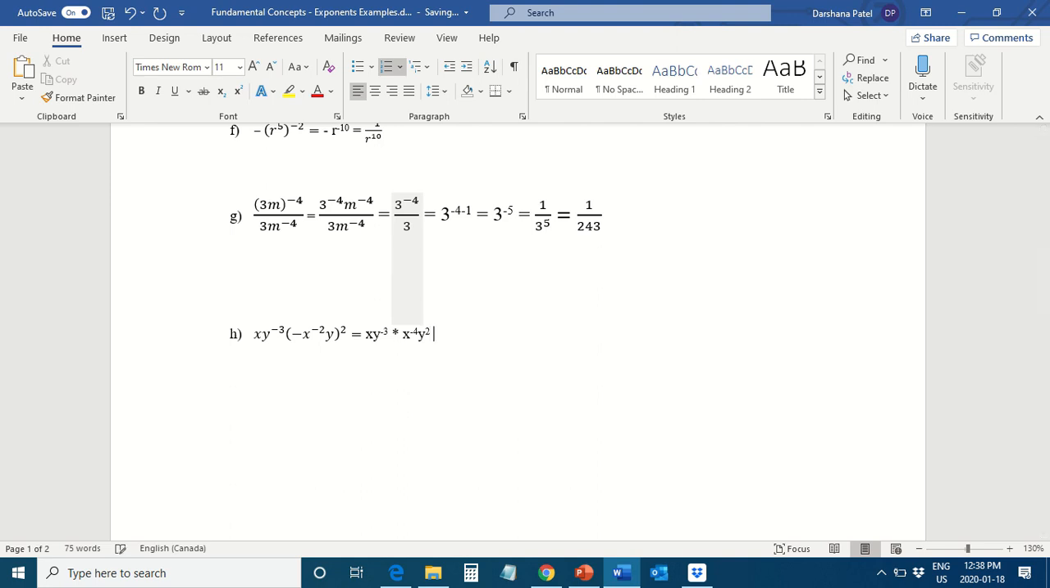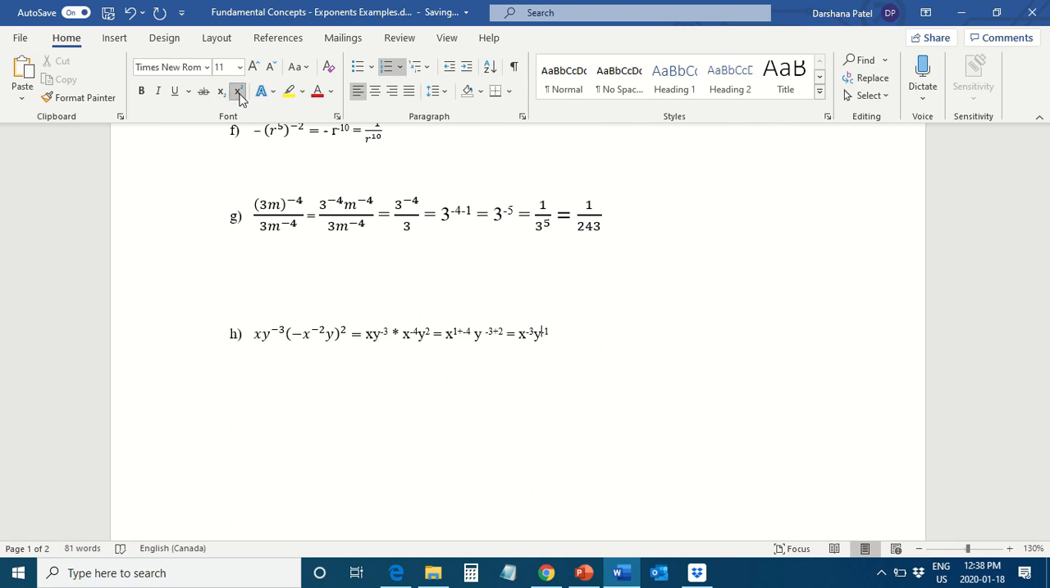Now, same base is being multiplied, we'll add the exponents. So I have x to the power of 1 plus negative 4, and for the y we have negative 3 plus 1 plus 2, which then ends up being x to the power of negative 3, y to the power of negative 1.